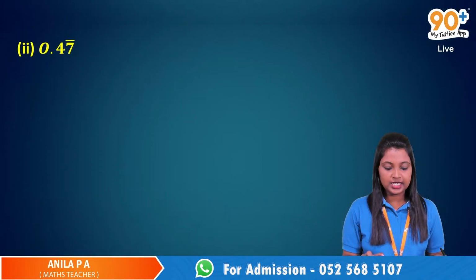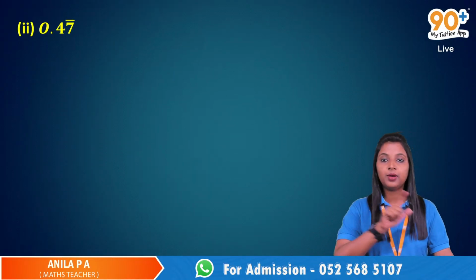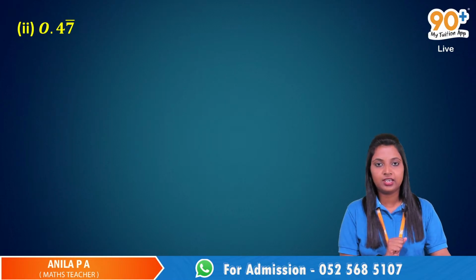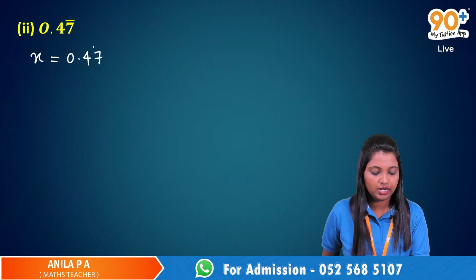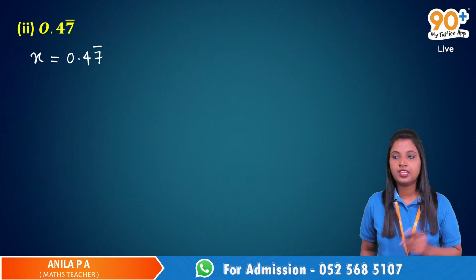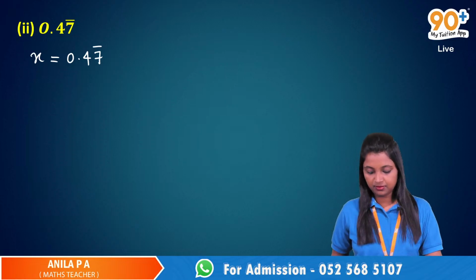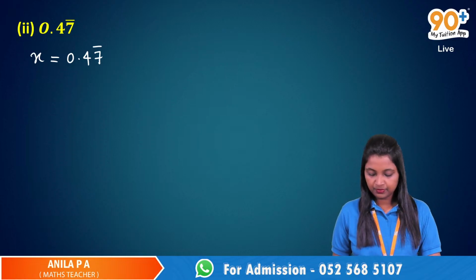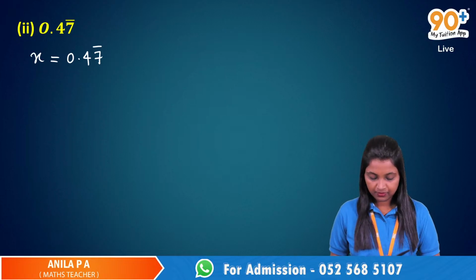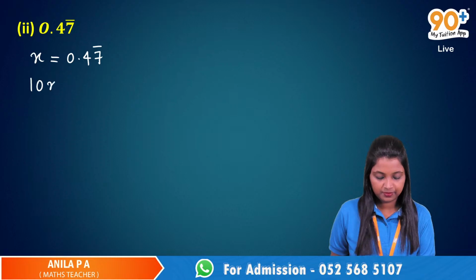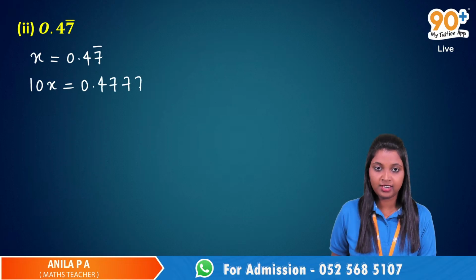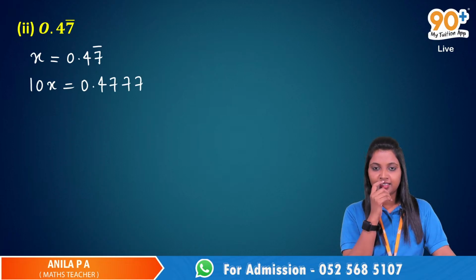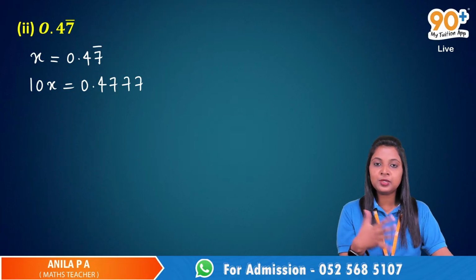Now let's solve the second question. 0.47 bar, and this bar is only for 7. Okay, 0.47 bar. Let me write the first step for you. x is equal to 0.47 bar and this bar is only for 7. Now we can unmute someone. Okay, Mitesh. One digit is repeating, so 1 then 0, so 10x equal to 0.4777. 0.477. 10x. Yes. Are you sure? So what is the difference between x and 10x?